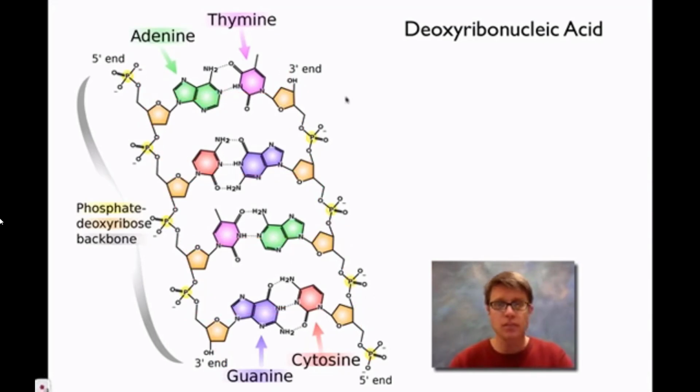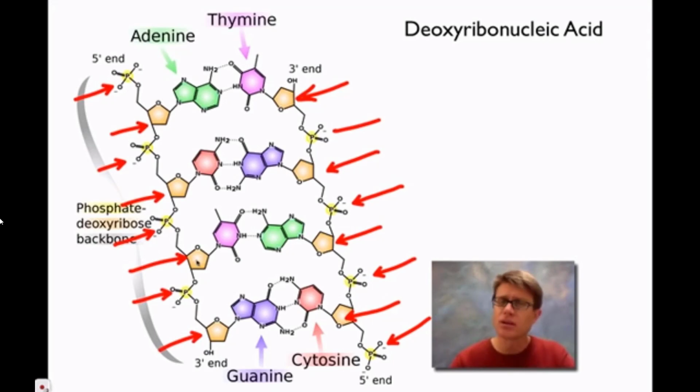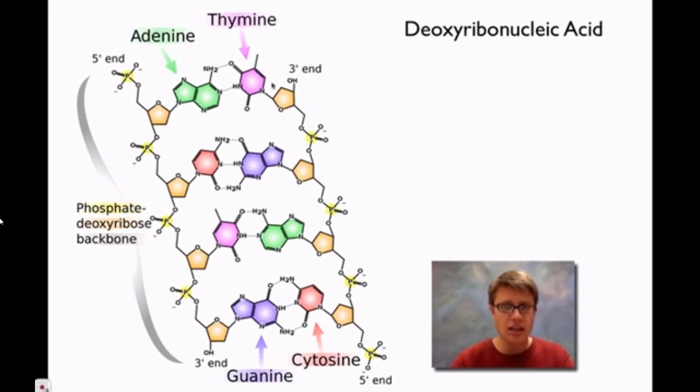But if we look at the backbone itself, it's simply a deoxyribose sugar, a phosphate, deoxyribose, phosphate, deoxyribose, phosphate, deoxyribose. And so the backbone is going to be the same with every nucleotide. And if we look on the other side, it's going to be phosphate, deoxyribose, phosphate. It's going to be the same thing on the other side. So the backbone is going to be relatively boring. That's not too exciting.